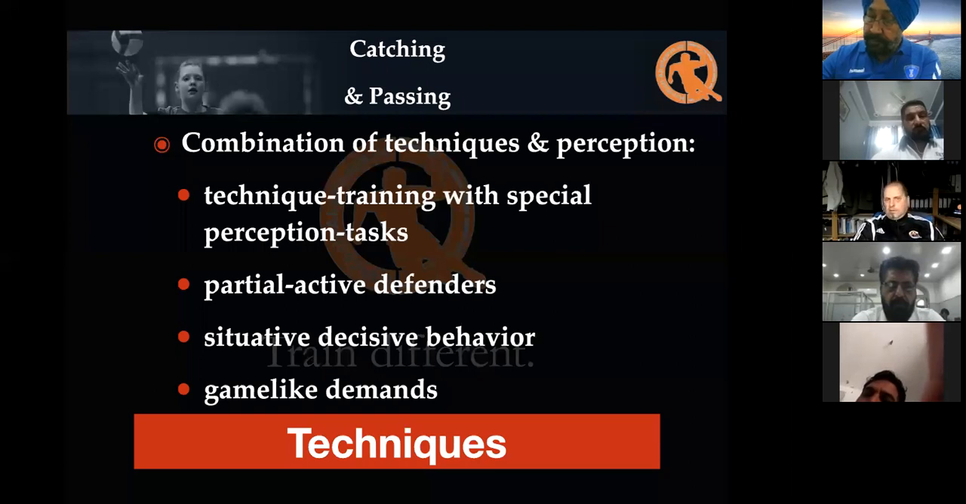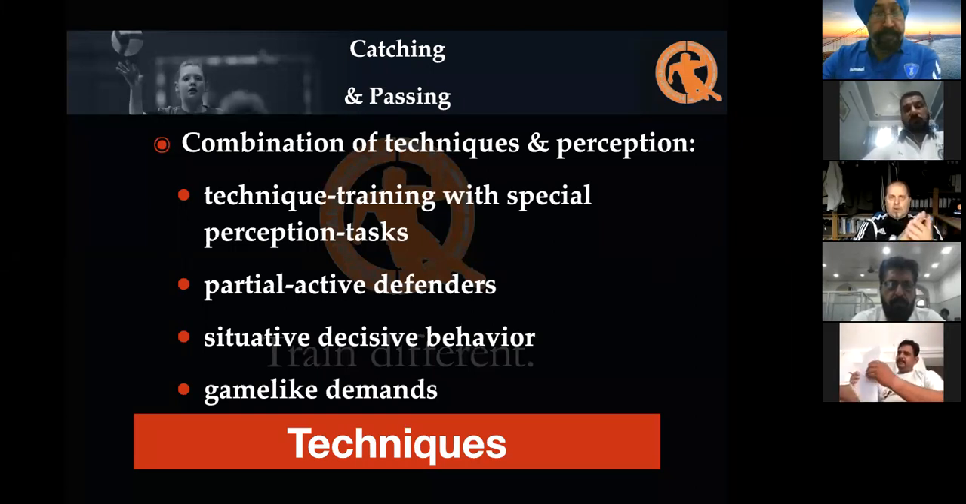And this is something which is really helpful, because the closer we are to the game situations, the more the players can adapt to movements and tasks which are demanded from them in the game.